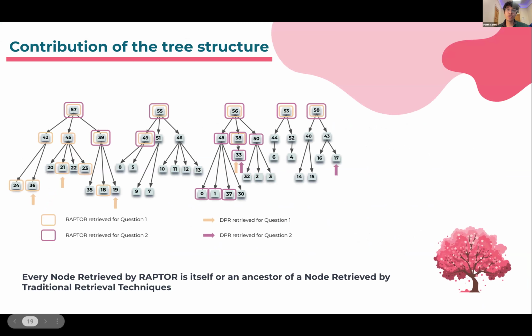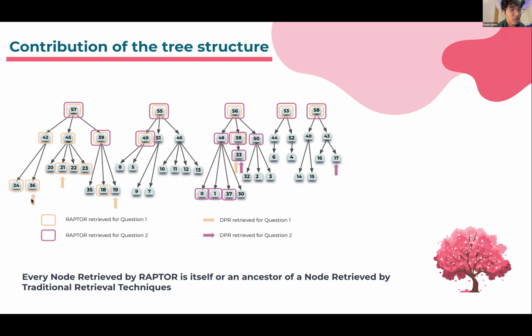So let's look at the contribution of the tree structure. A small thing over here is that in our experiments, when you compare against your normal traditional retrieval augmentation methods, we saw an interesting thing: for the same question, the nodes that Raptor retrieves and the nodes that your traditional method retrieves, Raptor always has at least a parent or an ancestor in the chunks that it retrieves from the nodes that your traditional retrieval augmentation method retrieves.